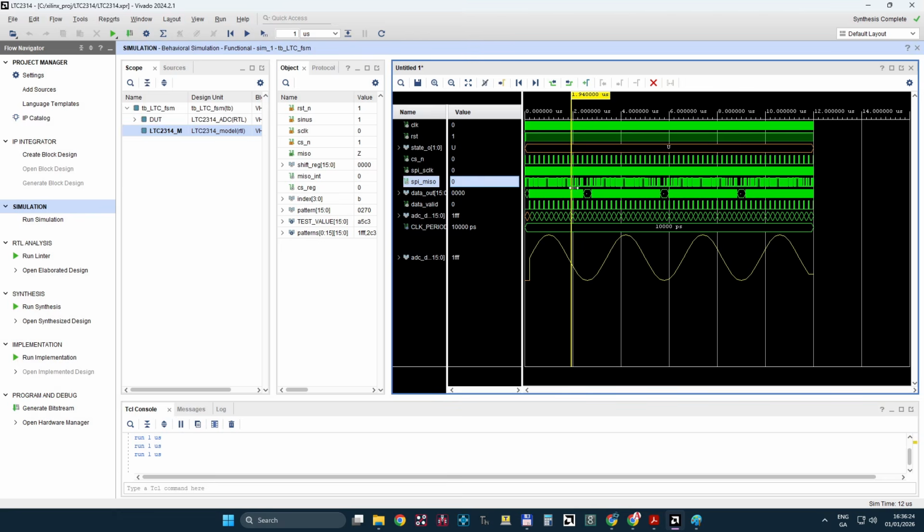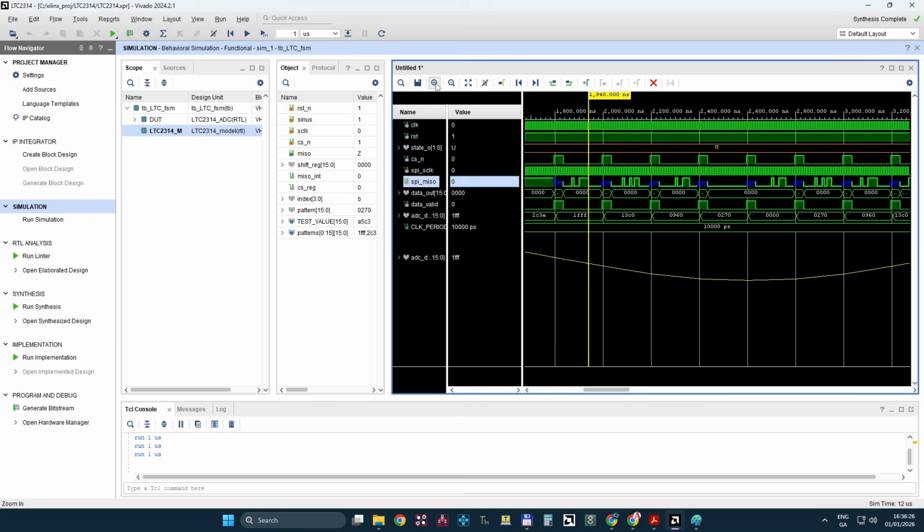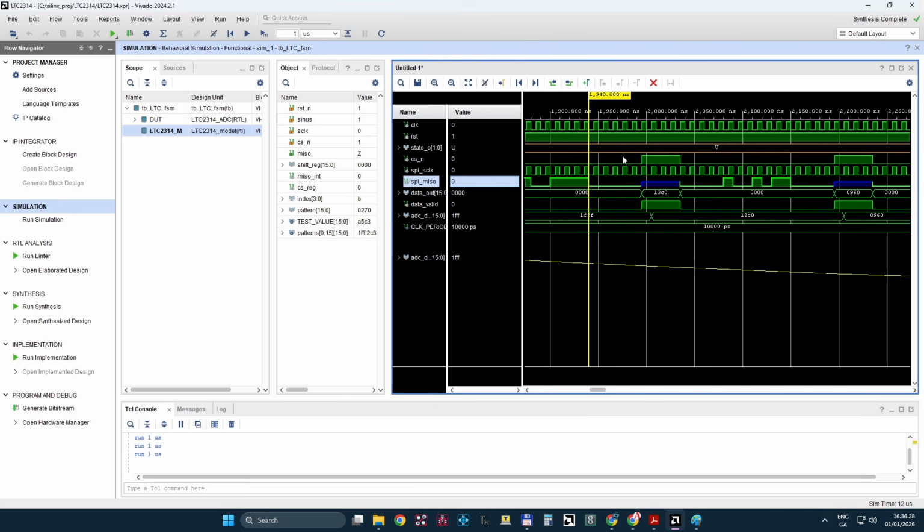So if I zoom in here to see a transaction, you see this is the chip select. So the chip select goes down. When the chip select is high, the part is in high Z, high impedance, and it's starting to shift out those 16 bits. And then, a cycle is basically 20 clock cycles, a full conversion cycle. So let's say it starts here.